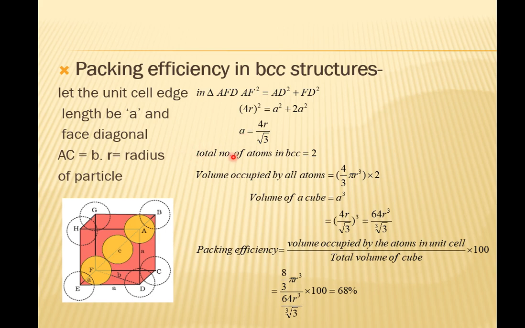Now the total number of atoms in a body-centered cube is equal to 2. So volume occupied by the two atoms will be 4 by 3 pi r cube into 2. Volume of cube is a cube. Putting the value of a, volume comes to be 64 r cube upon 3 root 3. Putting the values in the formula, the packing efficiency here comes to be 68%.